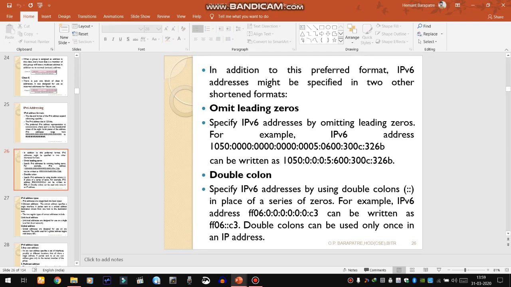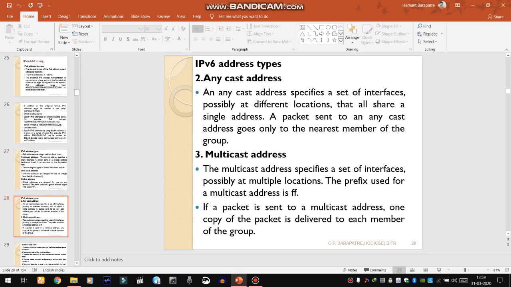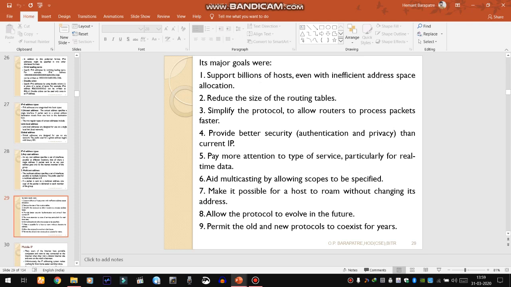Next, IPv6 address types. The address types in the IPv6 addressing scheme, or classless addressing, can be a unicast address, which includes link-local addresses and global addresses; an anycast address, which is used to communicate with the nearest member of a group; and a multicast address, which is used to send information to all members of a group within the internet.